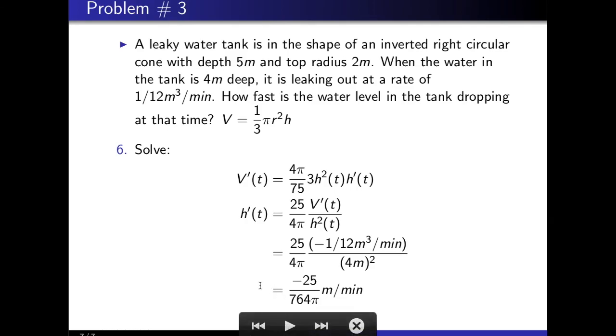And in this case, what we see is that the height's actually decreasing at a pretty small rate. It's decreasing at about a rate of 1/100th of a meter per minute. And we also get the units that we would want: we're dealing with just a length changing with time, so we get units of length divided by time.